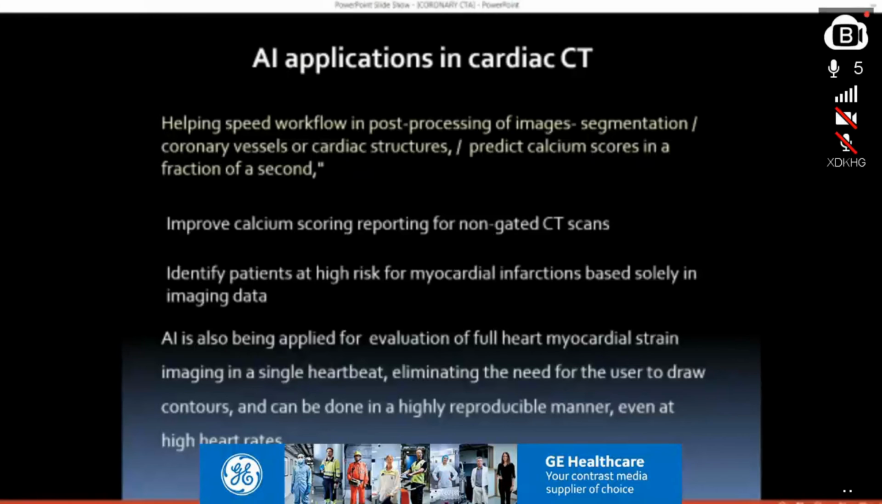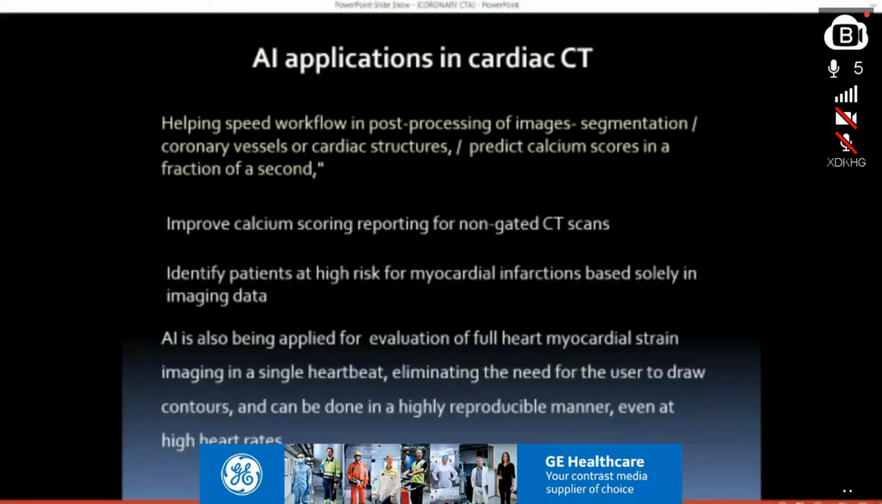And looking at the data set, quantifying the plaques, it can predict which are the patients who are at high risk for developing myocardial infarction. And in a similar manner, it will be able to predict all the myocardial perfusion scores in a very reproducible manner, even in scans which have been done at very high heart rates.